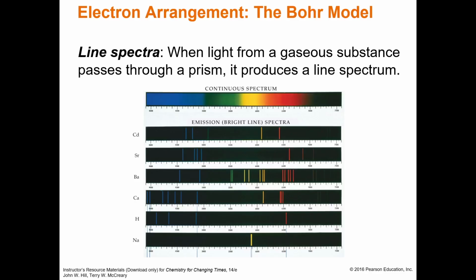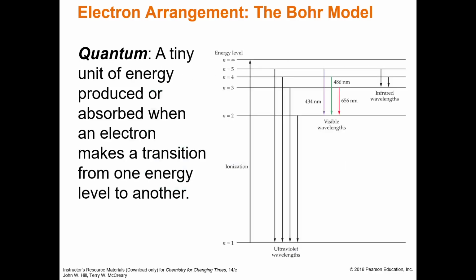Okay, so a quantum. You may have heard of quantum chemistry before. You may have heard it's difficult and oh my goodness, this is terrible. It's actually not as bad as you probably think. Now, a quantum is a tiny unit of energy produced or absorbed when an electron makes a transition from one energy level to another. It's why you're giving off these different colors of light.